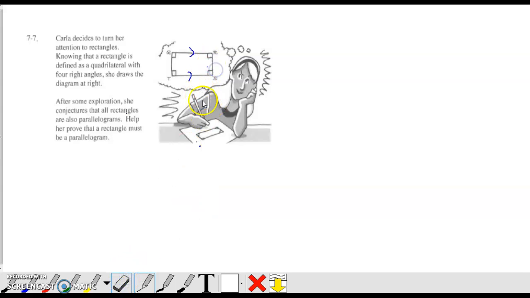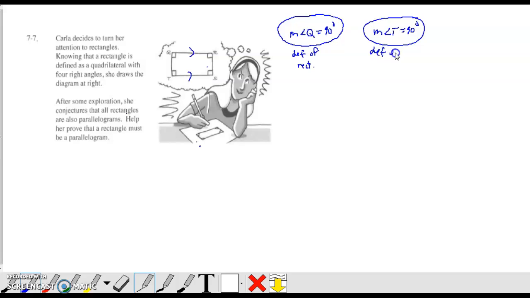Okay, so let's take what we were doing in the first one. And so I'm going to say that the measurement of angle Q is equal to 90 degrees. And the reason why we have that is technically it was given to us, so we can either write given or we can say definition of a rectangle. I'm going to write definition of a rectangle because that's what we were given. And then let's talk about T. So we'll say the measurement of angle T is also 90 degrees. And again, definition of a rectangle.